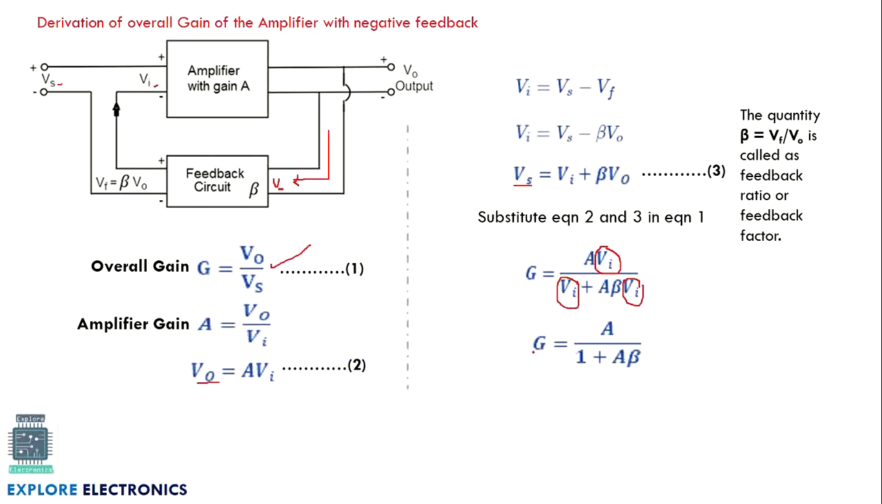Now this is the overall gain of the circuit including the negative feedback. Without negative feedback, what is the gain? A is the gain. With negative feedback, what is the gain? A divided by 1 plus AB.